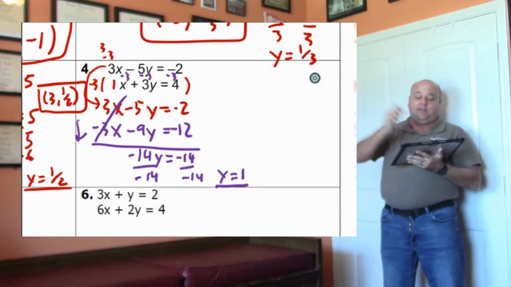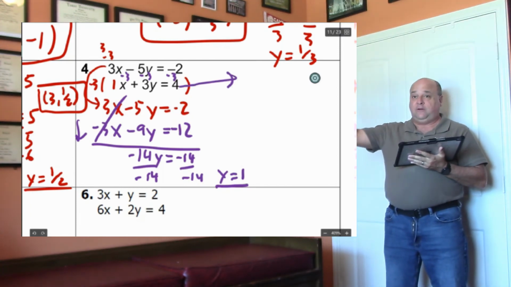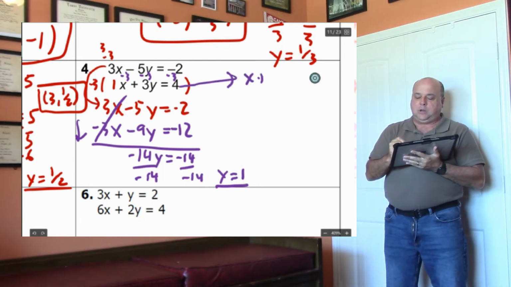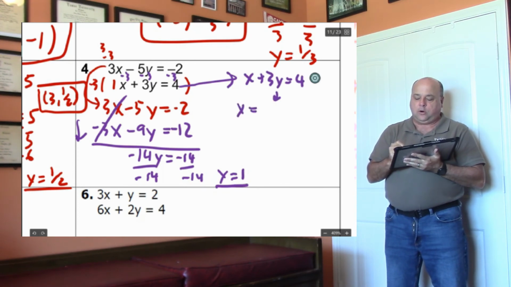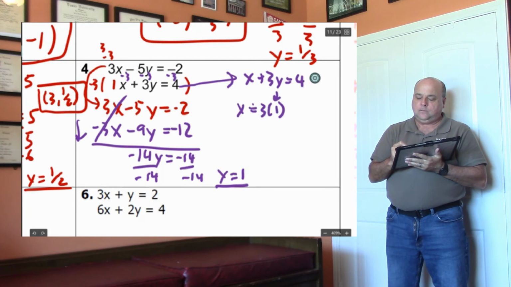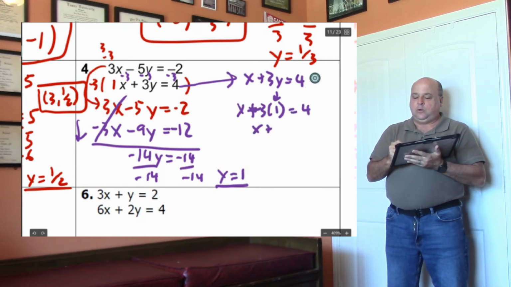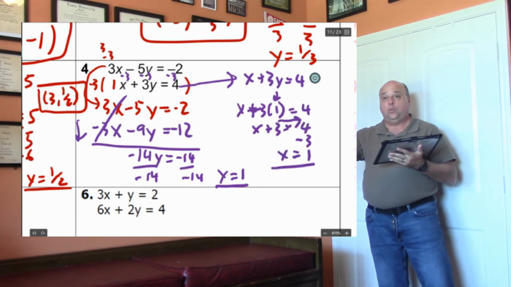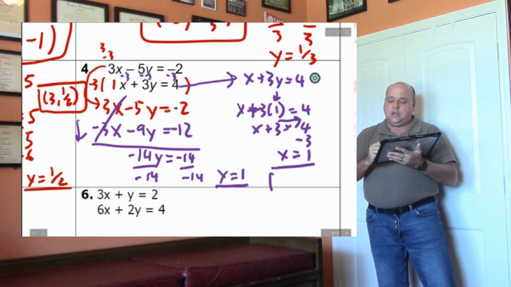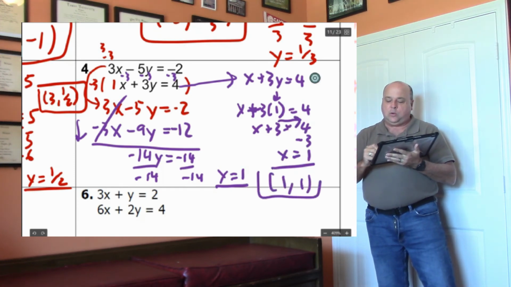Now then, I'm going to take the bottom one because 1, 3, 4 is smaller. So x plus 3y equals 4. And I'm going to replace the y with 1, aren't I? So 3 times 1 is 3. What can I add to 3 to get to 4? I could add 1, right? So my x will also be 1. If you put 1, 1 in there, it works out. So my ordered pair is 1, 1.